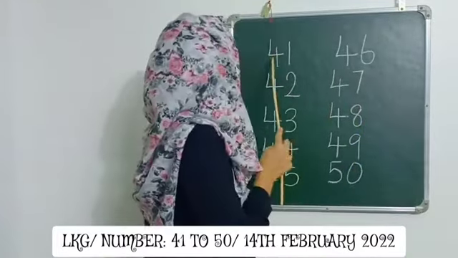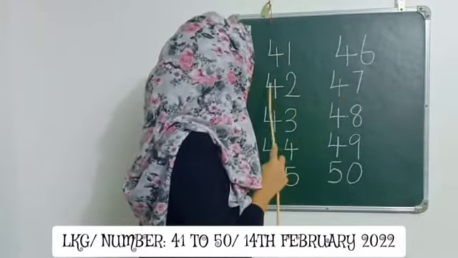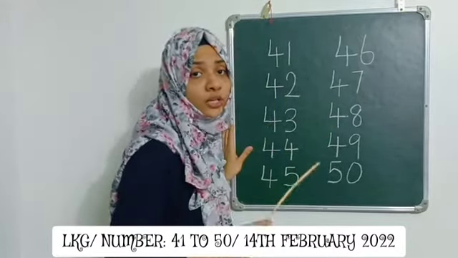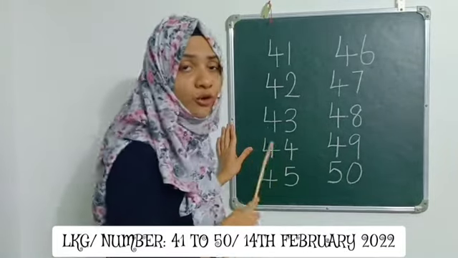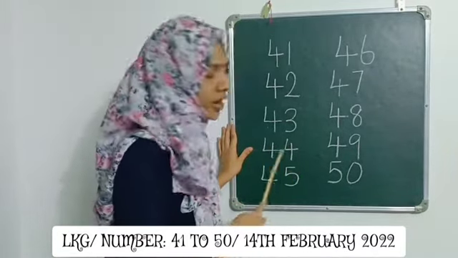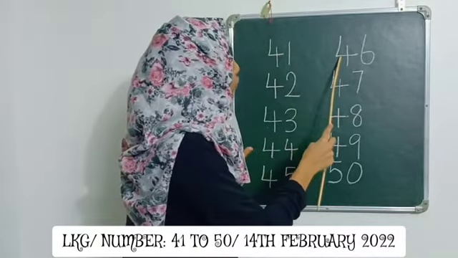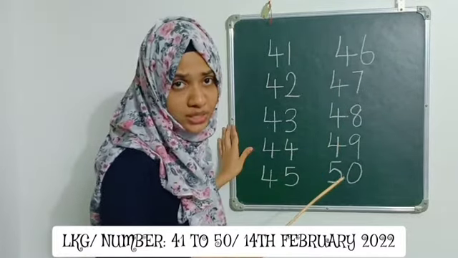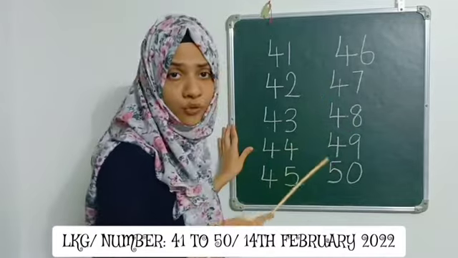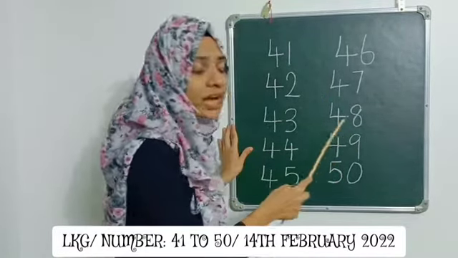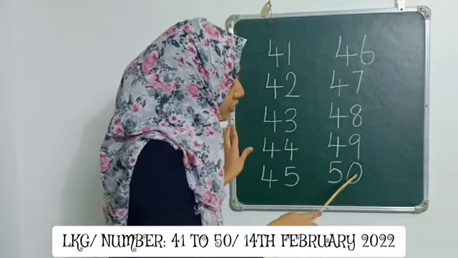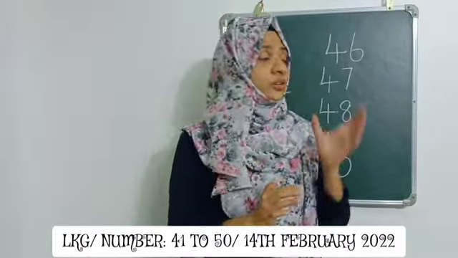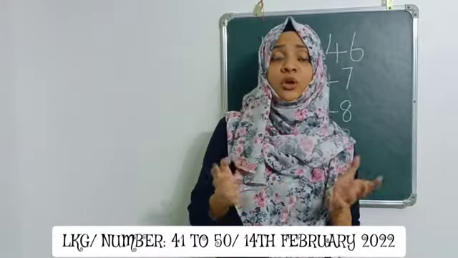Say loudly. 4, 1, 41. 4, 2, 42. 4, 3, 43. 4, 4, 44. 4, 5, 45. 4, 6, 46. 4, 7, 47. 4, 8, 48. 4, 9, 49. 5, 0, 50. All should write the numbers in your notebook and also learn to count.